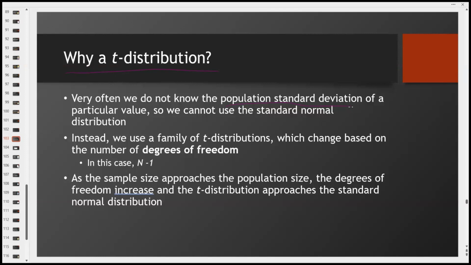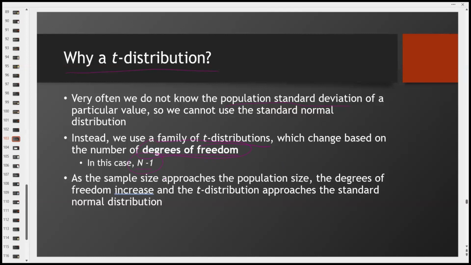So instead of the z distribution, we use a family of what's called t distributions, and they all change based on the number of degrees of freedom. We're going to talk about degrees of freedom more as we go along, but it is essentially the number of values in the data set that are allowed to vary. In this case, it's n minus 1. When you're doing this type of confidence interval, it's always going to be the number of data points minus 1.